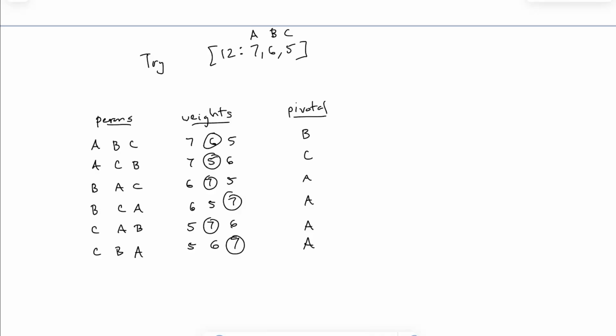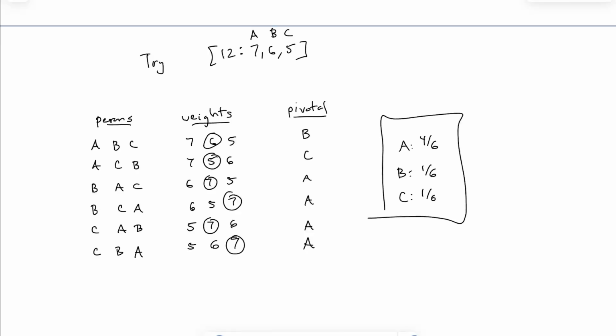Anybody agree or disagree? As I was walking around, it seemed like most people agreed. All right, so my answer is A, 4 out of 6, B, 1 out of 6, C, 1 out of 6. It's a little strange, again, looking at the numbers at the beginning. Who would have known, but it's true. The B and the C actually have the equal power here, but the 7 has much more. That's how it is.